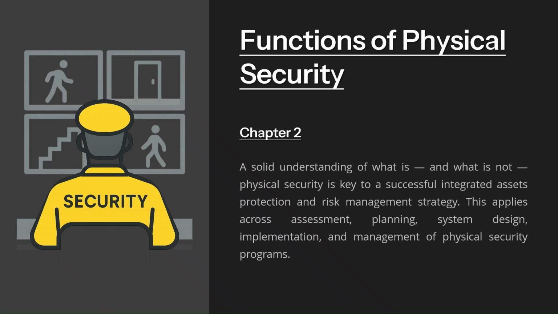Physical security is not just about guards, gates, and gadgets. It is a comprehensive system that integrates people, processes, and technology to protect assets. This chapter focuses on how physical security systems are designed, implemented, and managed. It also explains how these systems align with broader organizational objectives. As we move ahead, keep in mind, effective physical security is always layered, integrated, and risk-driven.